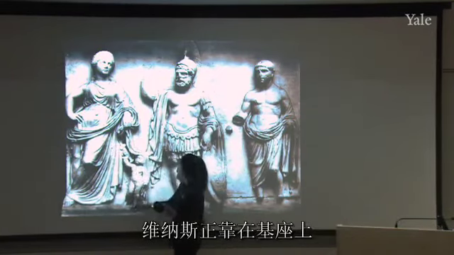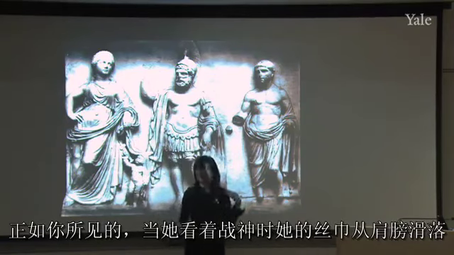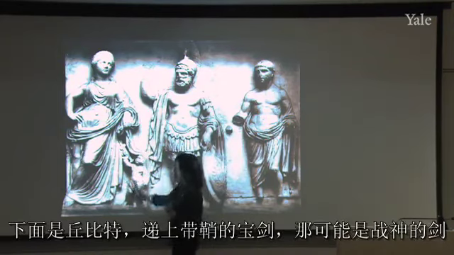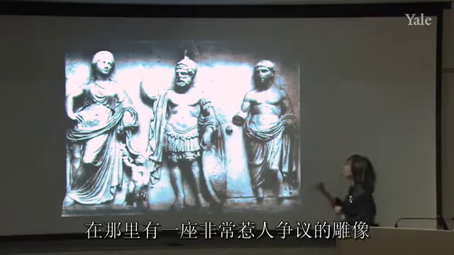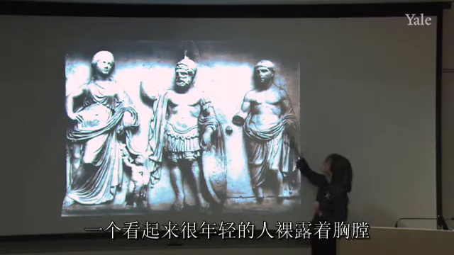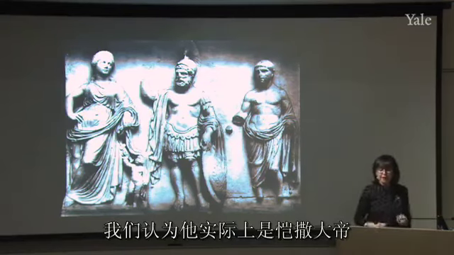Venus is leaning on a pedestal. She's very seductive. Her drapery is falling off her shoulder, as you can see, as she looks toward Mars. And then Cupid down here offering her a sword in a sheath, probably Mars's own sword. And then over here, a figure that's very controversial, a youthful-looking figure with a bare chest, and you can see a full cap of hair.